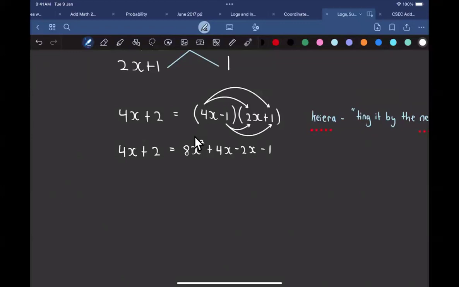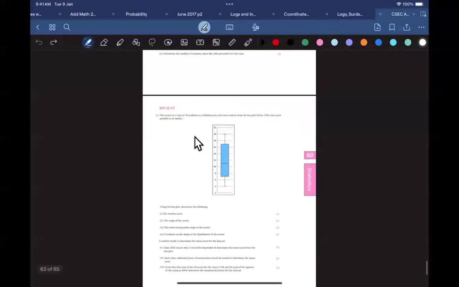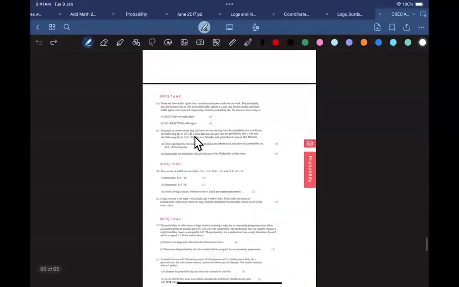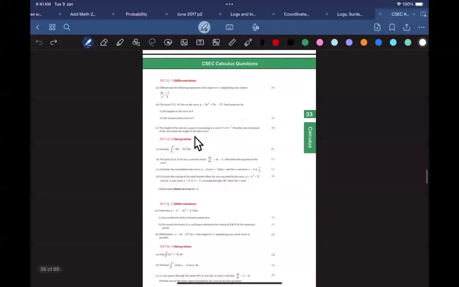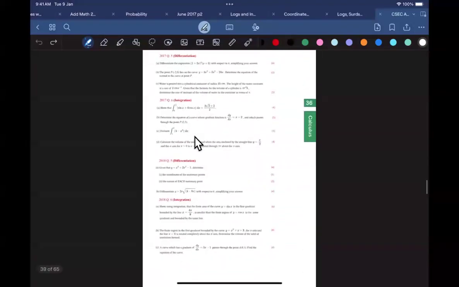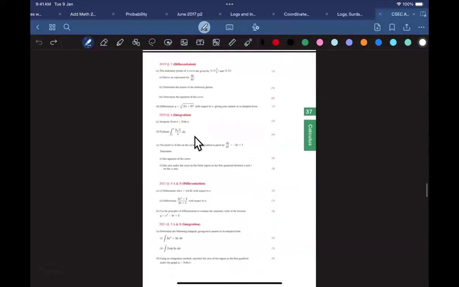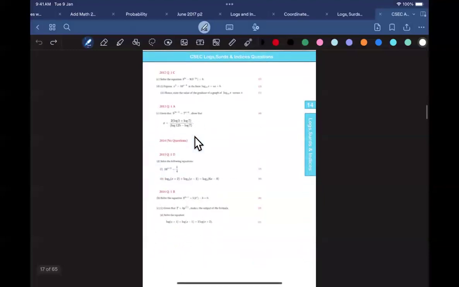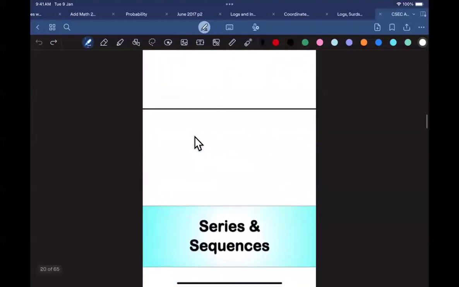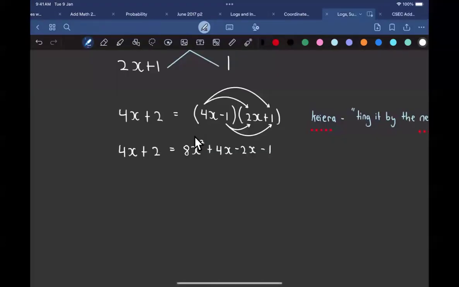Nicholas and Aliyah, you all want a copy? Let me know. If you all want a copy, I could give it to you all. It will make our life very simple. So Nicholas, say you wanted to revise integration. You have all the integration questions and the differentiation questions already there for you. Same thing with logs and indices. You have all the past paper questions organized for you already. So yeah, Aliyah, you let me know too if you want to.